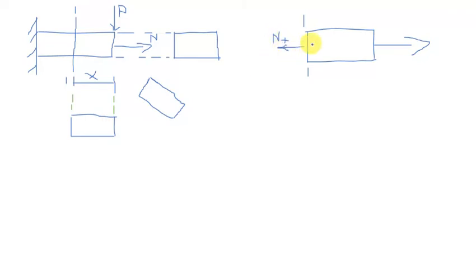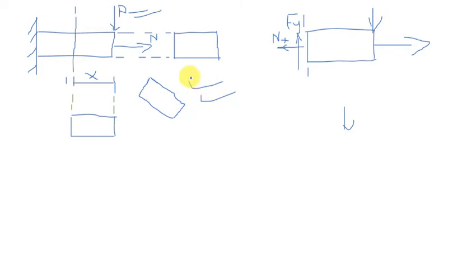Right there. Then for this member to remain in equilibrium, for it not to be pushed downwards by this force here, we must have an equal and opposite force at this point. Let us call it Fy.